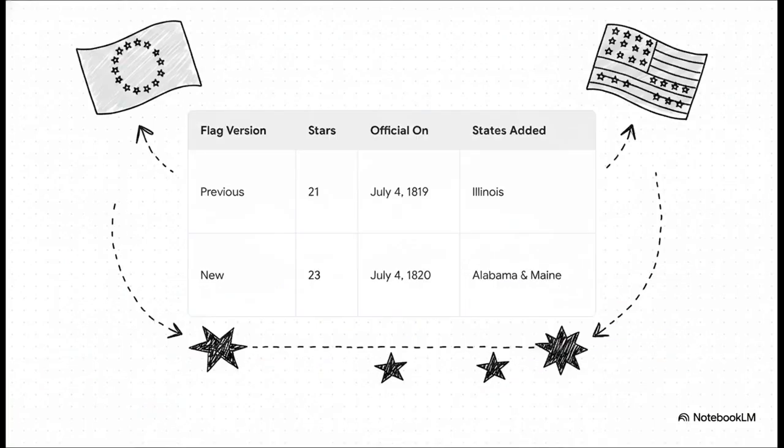And that whole July 4th thing? It created some pretty interesting situations. For instance, Illinois joined late in 1818, so the flag officially became a 21-star flag on July 4th, 1819. But before the next July 4th rolled around, both Alabama and Maine had joined too. So on July 4th, 1820, the flag just jumped directly from 21 stars to 23.